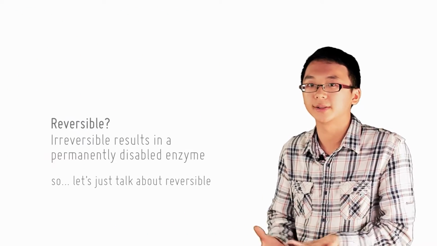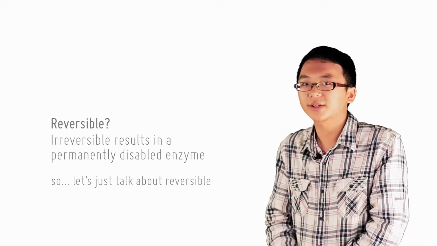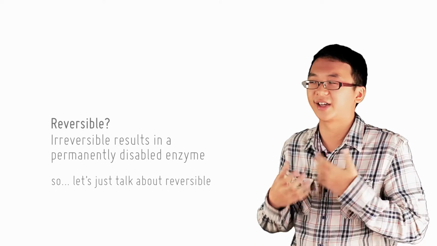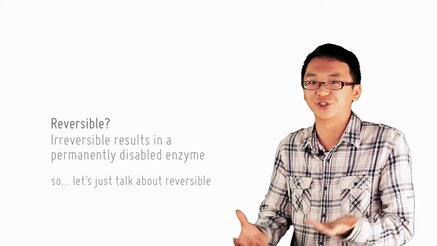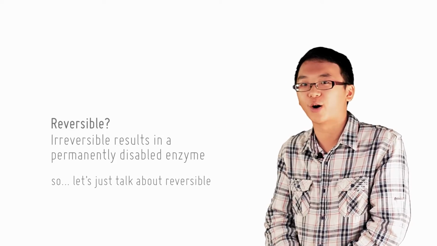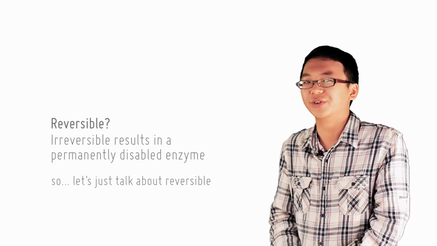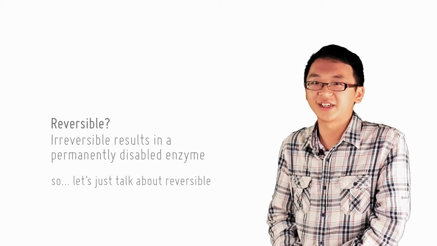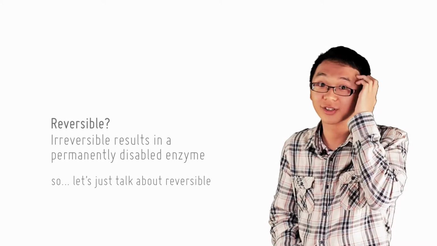Again, we usually only consider reversible binding because irreversible binding gives the inhibitor an unfair advantage in this competition. All the inhibitor needs to do is to form one bond and it wins the competition. Really, permanently, I don't think we can call this a competition of any sort.